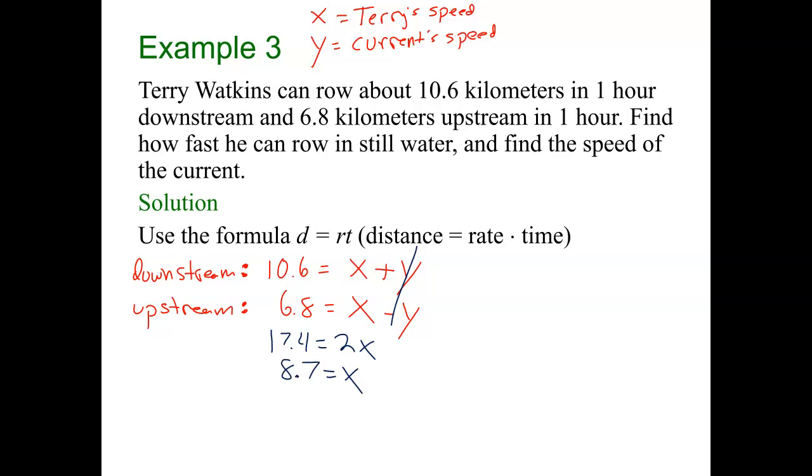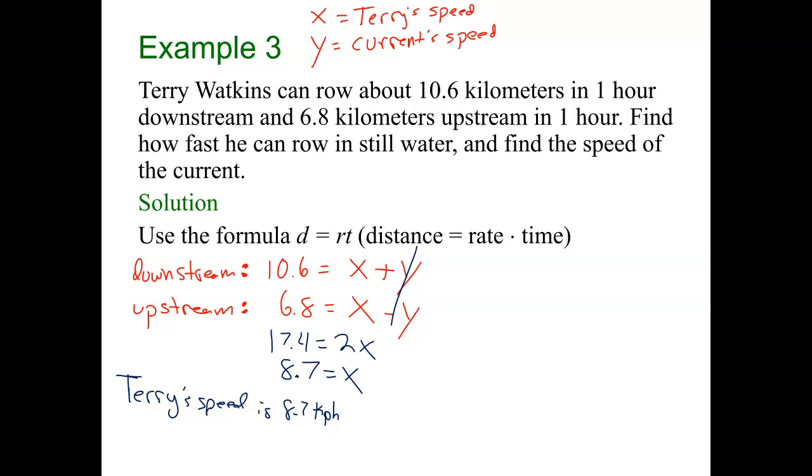What does x represent? What does 8.7 represent? Terry's speed. So Terry's speed is 8.7 kilometers per hour. So all we did was find the average. No. It's not going to be the average if they have the same speed, but it's not exactly the average because we have 2 different weights.